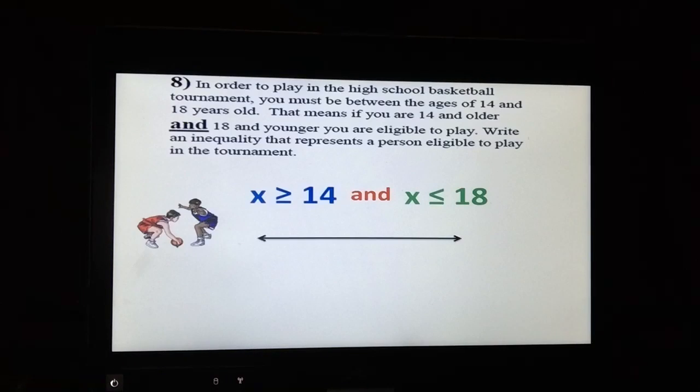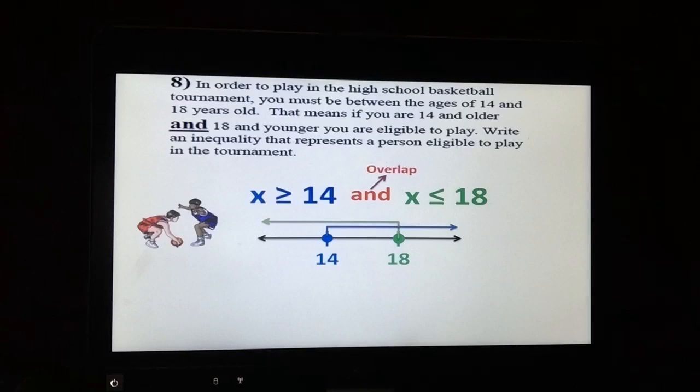Now to graph it, we're going to put the 14 and the 18. All right, now we do have "or equal to" bars, so we do have to put closed circles. Again, the reason is because someone who is 18 and someone who is 14 can go and play in the tournament. All right, now the arrow for the blue one for the 14 is going to go up and to the right. The arrow for the green one is going to go up and to the left. And again, "and" means overlap. So the overlap would be in the middle again.